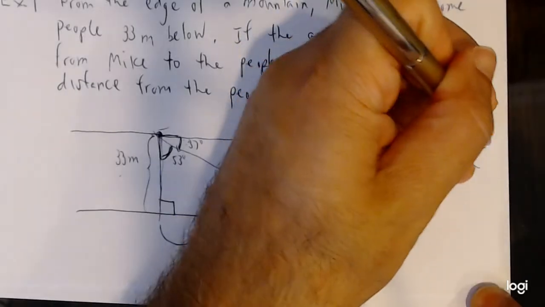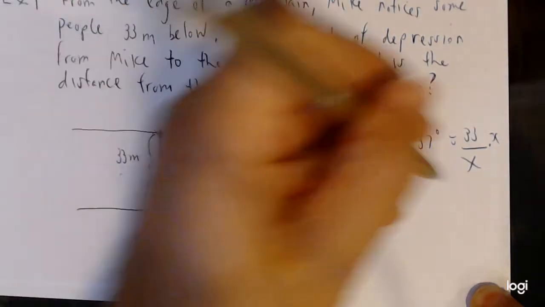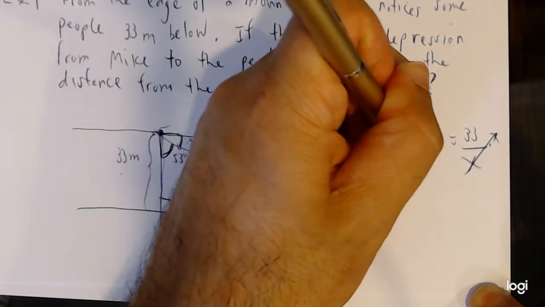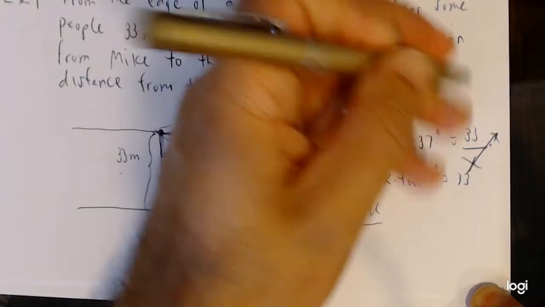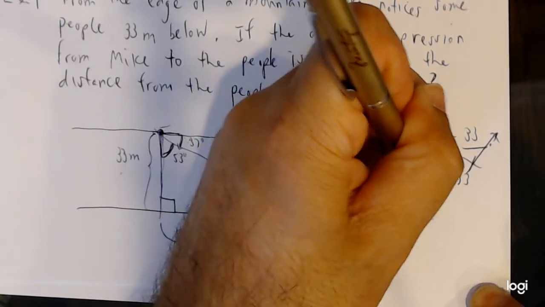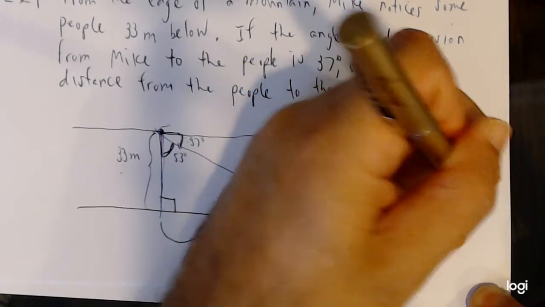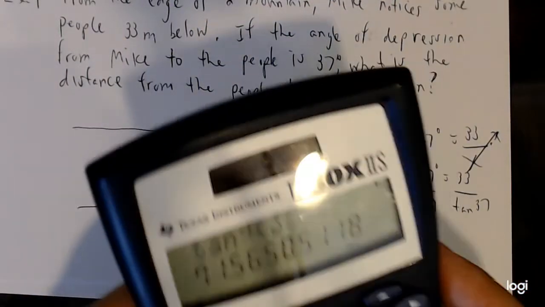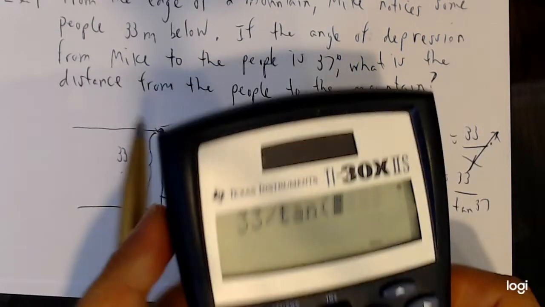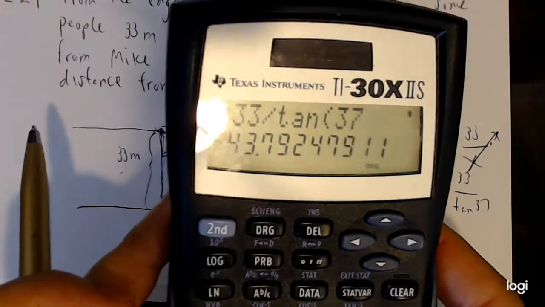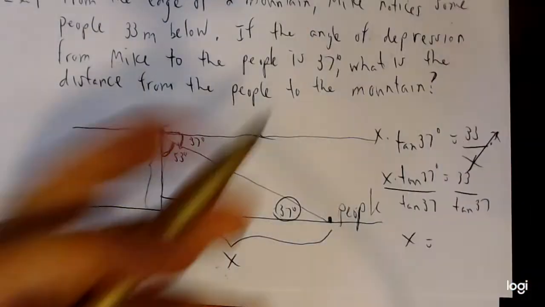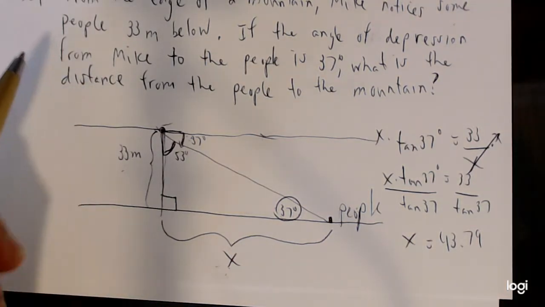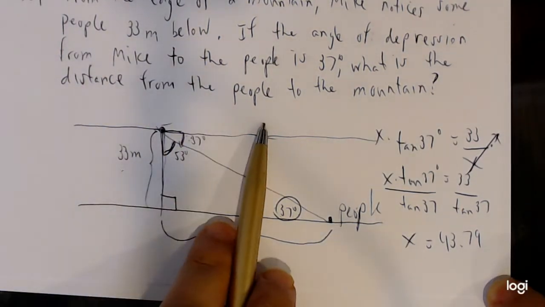So to solve for x, multiply both sides by x. I'm just trying to get rid of that from the denominator. So what do I get? x times tangent of 37 degrees equals 33. Then divide both sides by tangent of 37. Then I get x equals 33 over tangent of 37. Now to do this, I need to use my calculator. What's 33 divided by tangent of 37 degrees? And that is about 43.79. But we were asked to round it to the nearest meter.